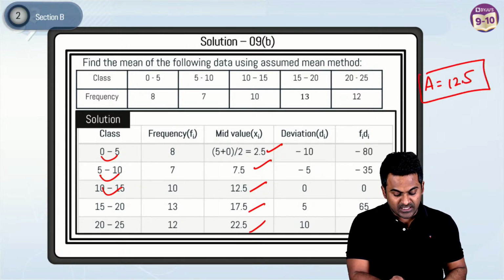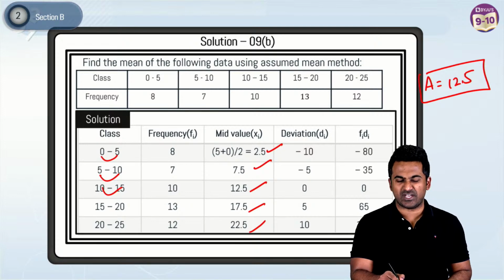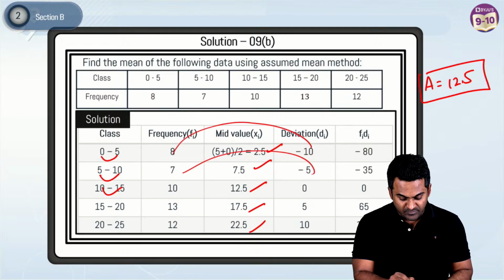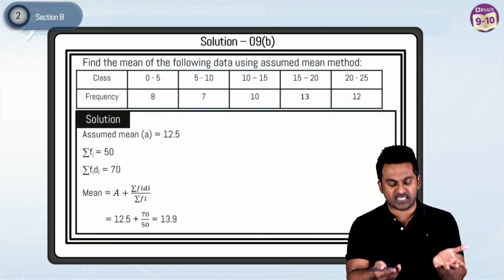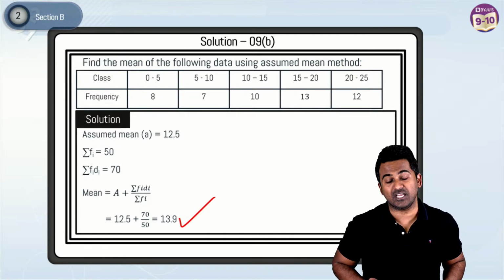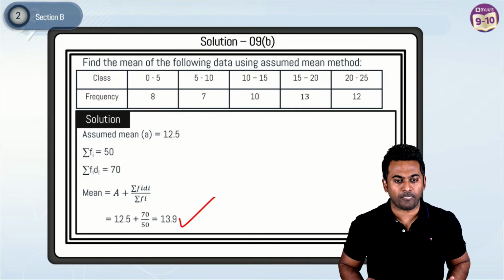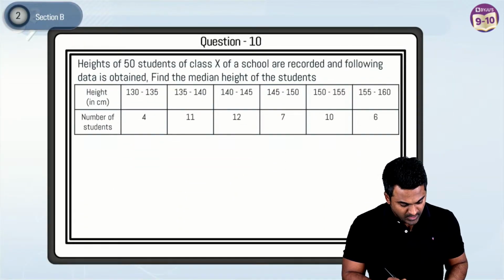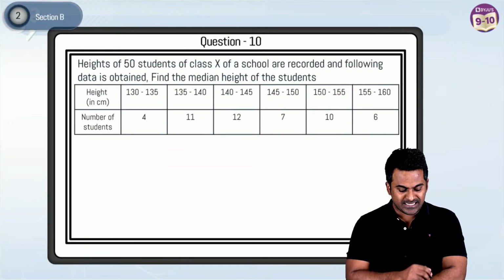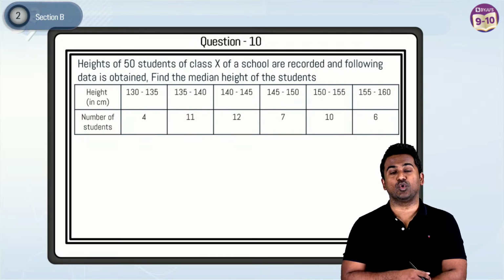So 12.5 minus 2.5 is... 2.5 minus 12.5 is minus 10. 7.5 minus 12.5. This is a deviation that you get, and you multiply the frequency with the deviation. Simple, straightforward process. And then this is the formula to figure out the mean using the assumption method, and you get the answer as 13.9, provided all your calculations are right. Okay. Cool. Let's move on to the next question now. Height of 50 students of class 10th of a school are recorded and following data is obtained. You've been asked to figure out the median height of the students.